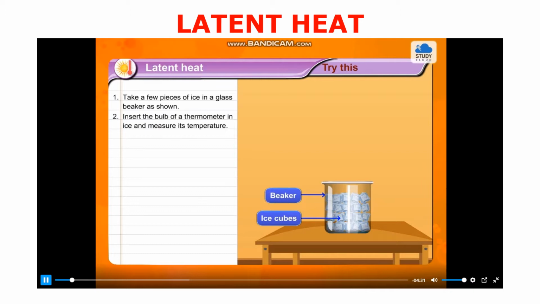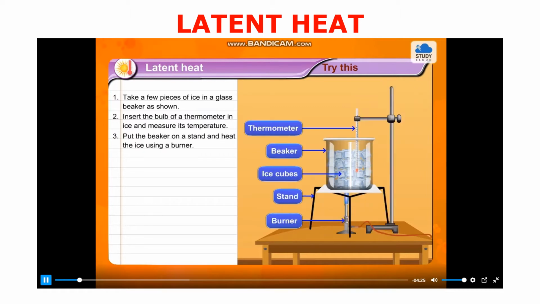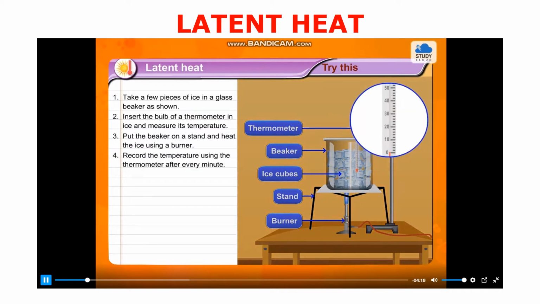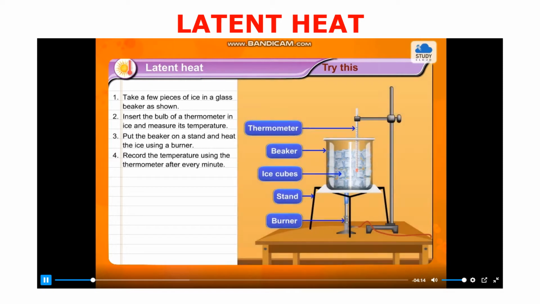2. Insert the bulb of a thermometer in ice and measure its temperature. 3. Put the beaker on a stand and heat the ice using a burner. 4. Record the temperature using the thermometer after every minute. 5. As the ice is heated, it starts melting.